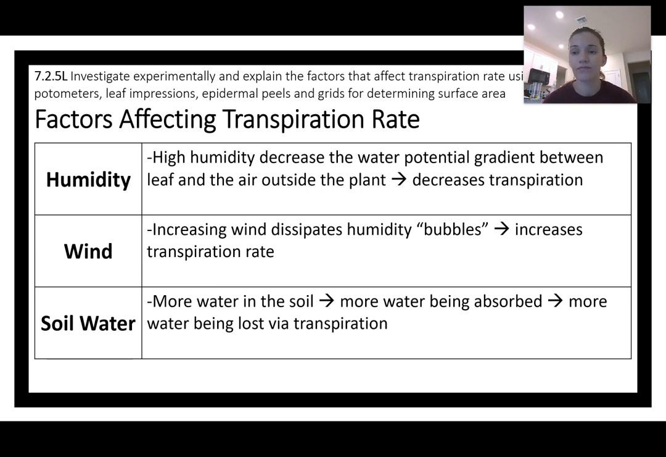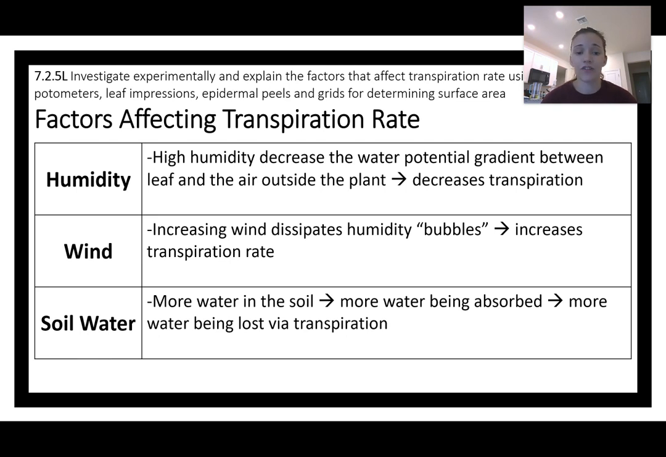Wind, so especially when you have this kind of bubble of still air around a leaf when transpiration is happening, it leads to a little bubble of humidity. It can increase the humidity around the plant. So wind dissipates all that. It's hard for it to be humid when it's windy because it keeps everything moving. So wind is going to tend to increase transpiration.